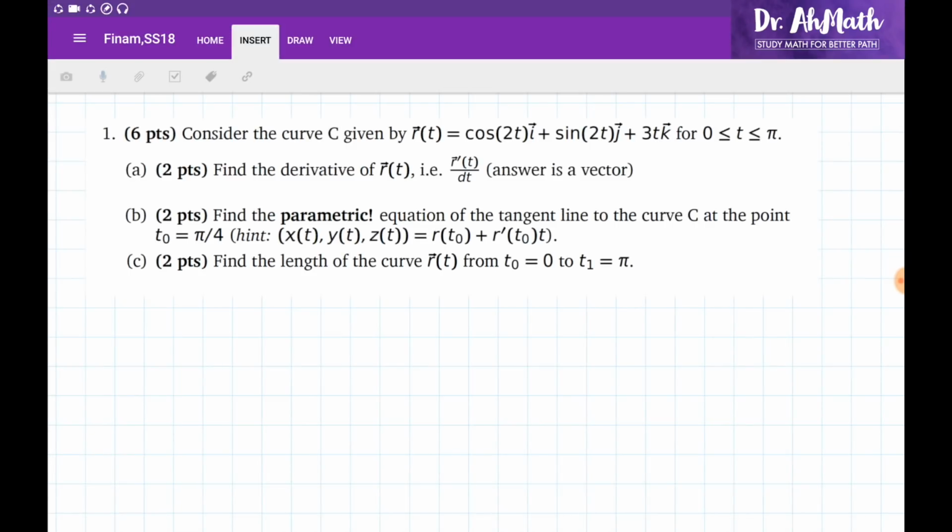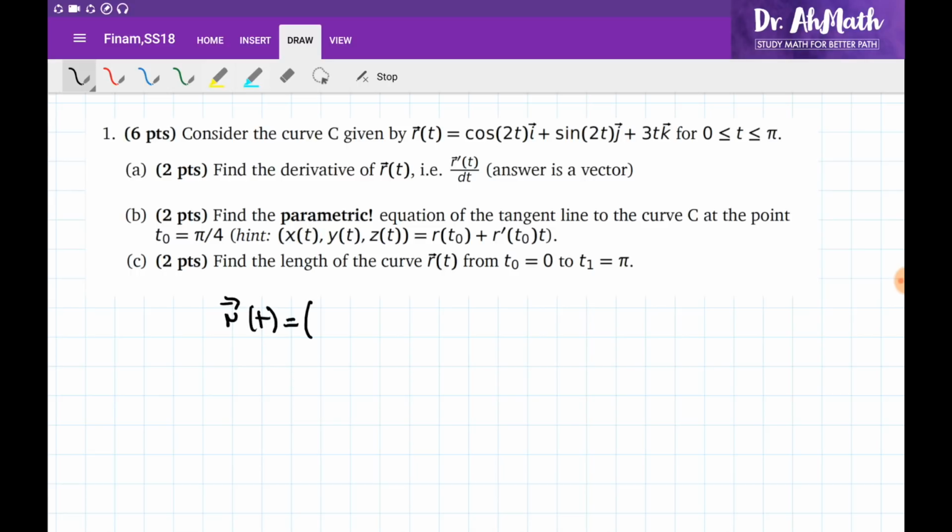In the first problem, we're given a vector function. In general, we can write down this vector function as a 3-tuple vector. So the first component is going to be cosine of 2t, the second component is sine of 2t, and the third component is simply 3t. On the A part of this problem, we need to find the derivative of this vector function, which is going to be again a 3-tuple vector.